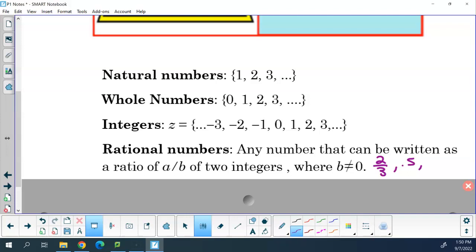Pi is not rational because it goes on forever. That decimal terminates. 3. Can't I write 3 as a ratio? 3 over 1, right? I can write any integer. Okay, so those are all rational numbers.